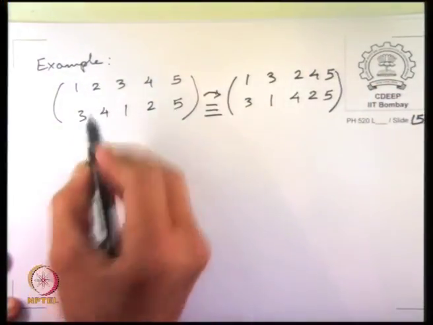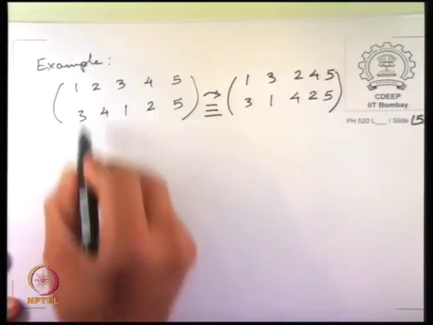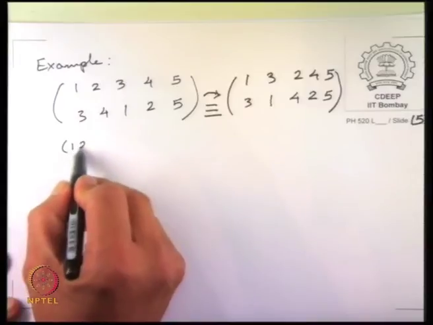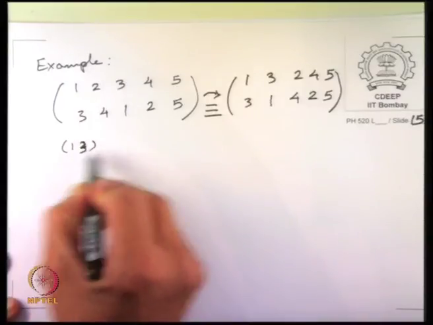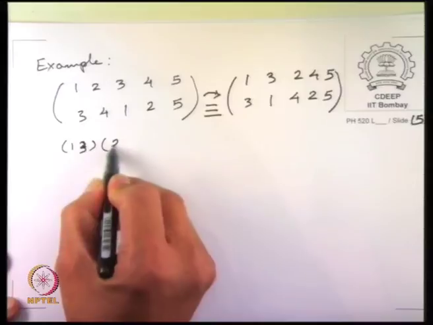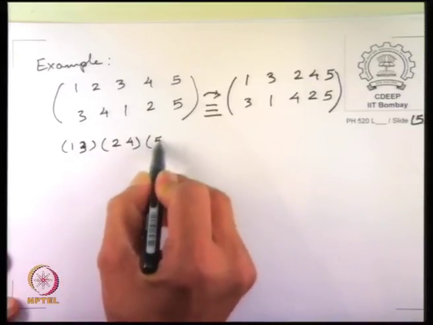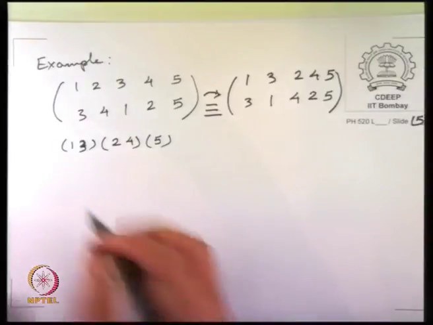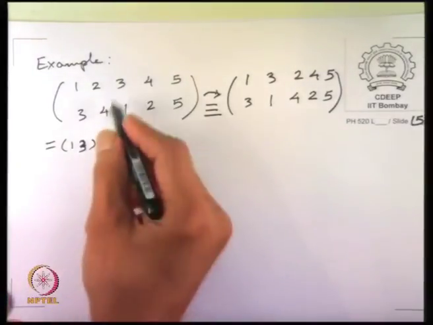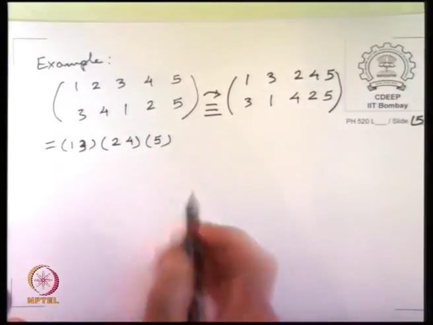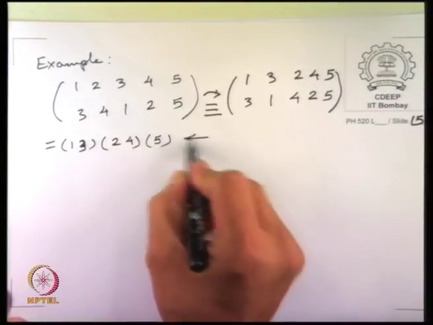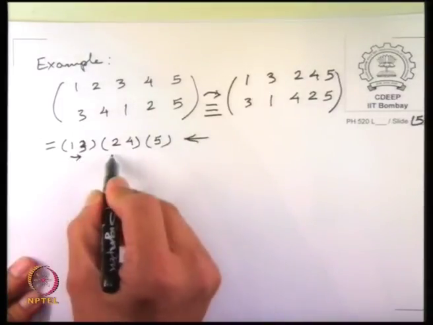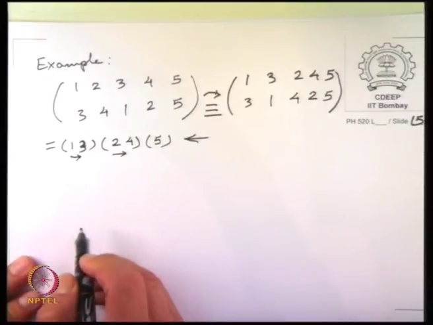So 3 and 1 are of course pairwise. Actually the way it is written, it is already of the form where 1 and 3 are exchanged and 2 and 4 are exchanged and 5 is not exchanged. 5 remains 5. So this is a pairwise exchange representation of that same permutation. But now we are writing it like this. This is a different notation in which 1 goes to 3, 2 goes to 4.